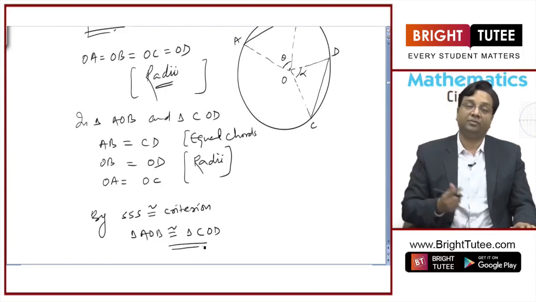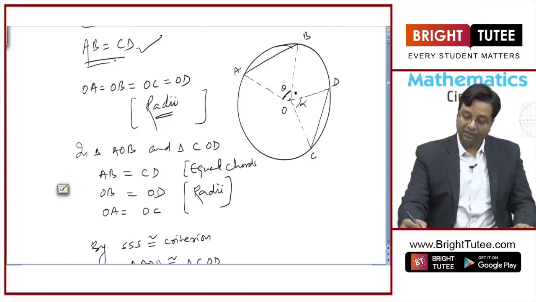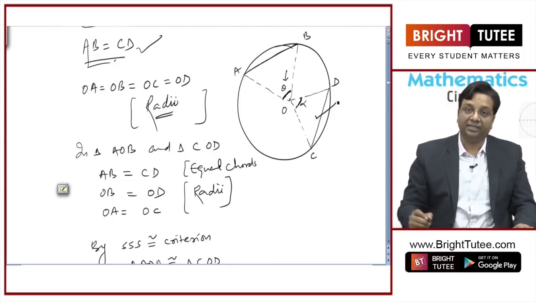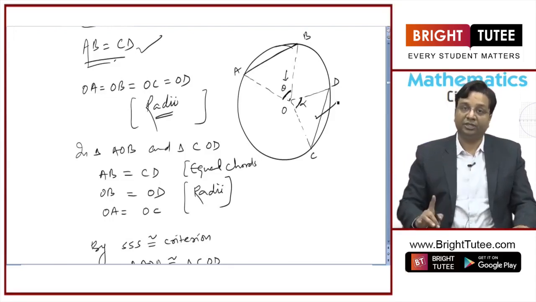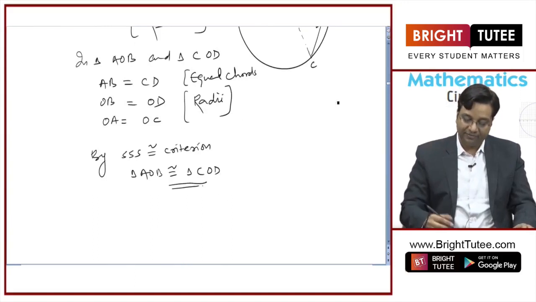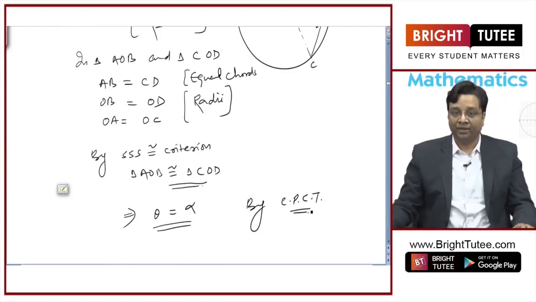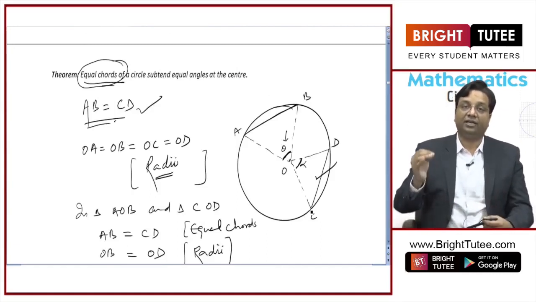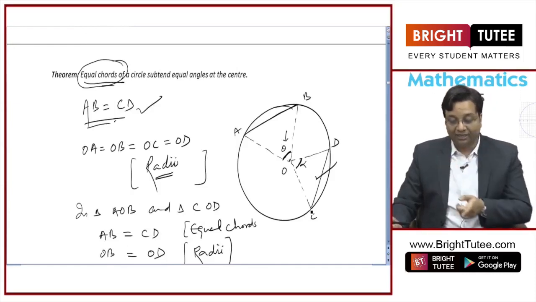And we know corresponding parts of congruent triangles are equal. What can you say about these two angles? Angle theta is opposite AB, angle alpha is opposite CD. AB and CD are equal, so theta and alpha are corresponding angles. These are corresponding parts of two congruent triangles, hence they are equal by CPCT in short form. So two equal chords of a circle subtend equal angles at the center.